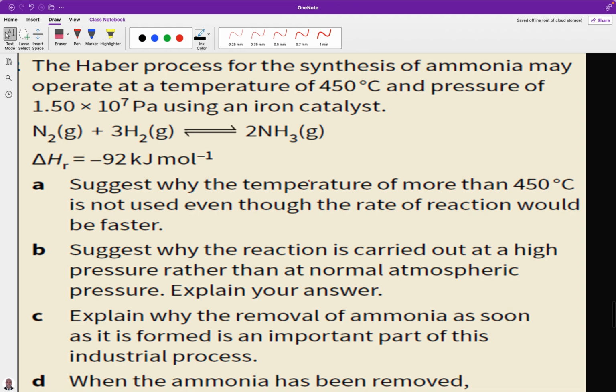The questions are: this is an exothermic reaction. A. Suggest why a temperature of more than 450 degrees Celsius is not used even though the rate of reaction will be faster. Remember, this is an exothermic reaction. An exothermic reaction will favor more yield, or the production of more ammonia.